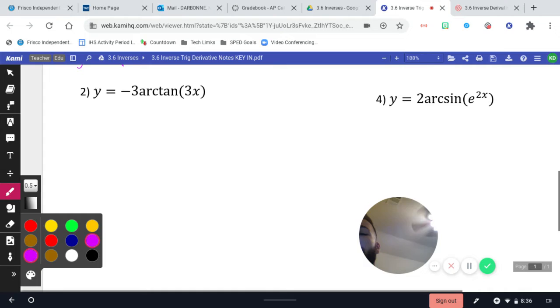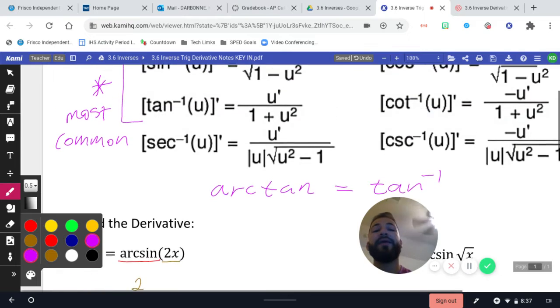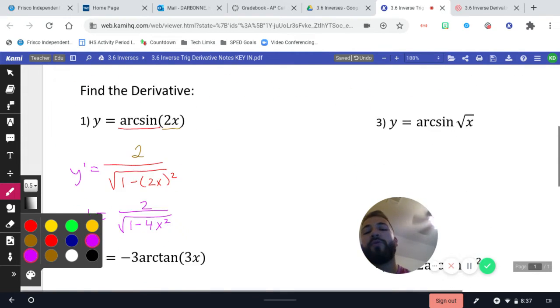Okay, so y prime is equal to -3. So I'm just going to keep that on the outside. And then I'm going to apply my arctan derivative formula. So arctan is u prime over 1 plus u squared.